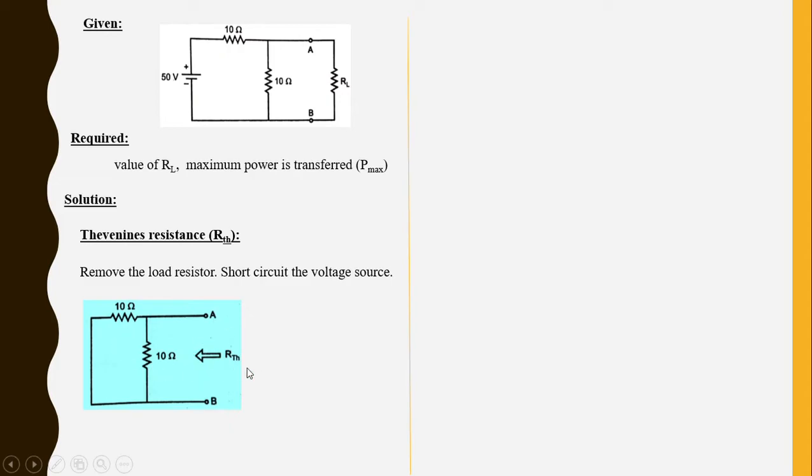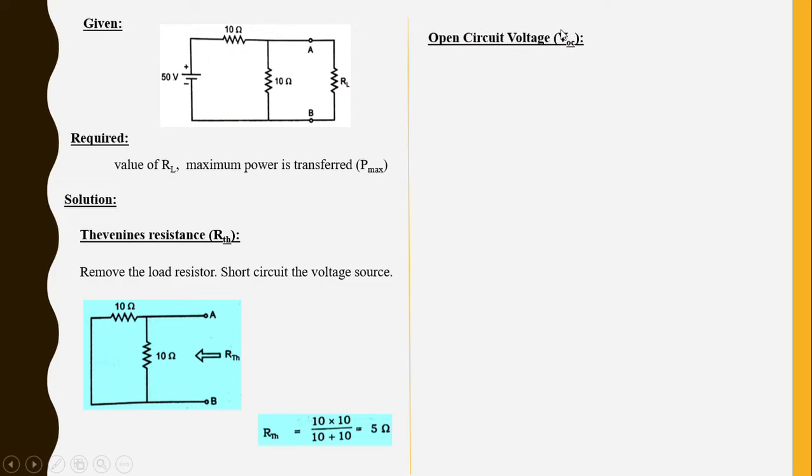We need to find RTH, that means equivalent value of the resistance, where two resistors are connected in parallel. When two resistors are connected in parallel, the formula is R1 into R2 divided by R1 plus R2. We are applying this formula, that gives RTH is equal to 10 cross 10 divided by 10 plus 10 is equal to 5 ohm. It is a value of Thevenin's resistance.